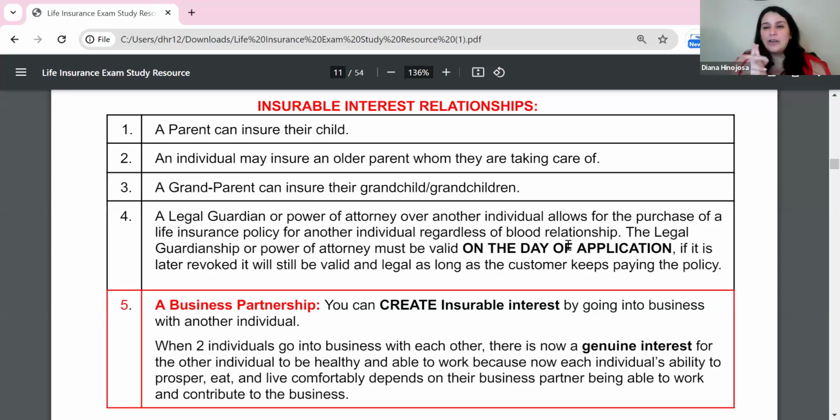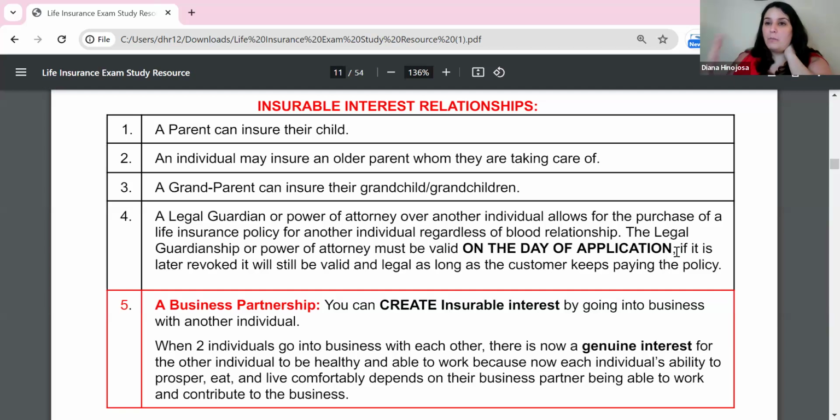The next one, legal guardianship. If somebody has legal guardianship or power of attorney over another individual and it is legal, they've got the paperwork, they can sign that person up for a life insurance policy. And again, this is always a question on the test: it has to be legitimate and legal the day of the application. Let's say an uncle has legal guardianship of their niece on Sunday. You meet, you see the paperwork, it's legal, and you sell the uncle a policy for the niece.